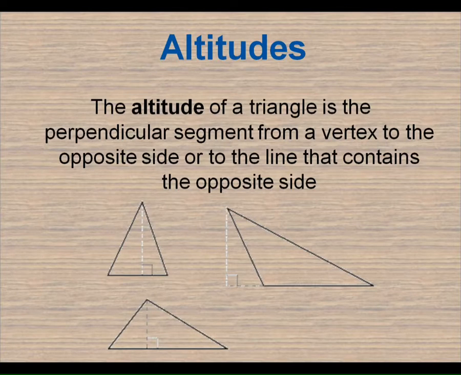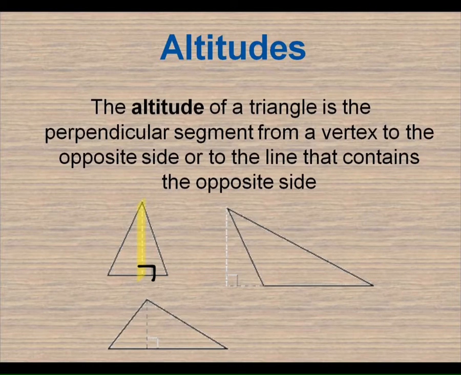The last type is what we call an altitude. It's a perpendicular segment, so it meets at 90 degrees, but it goes from the vertex to the opposite side, or to the line that would contain the opposite side. So I need to darken these up here a little bit. For example, that is an altitude because it goes from the vertex to the opposite side at 90 degrees.